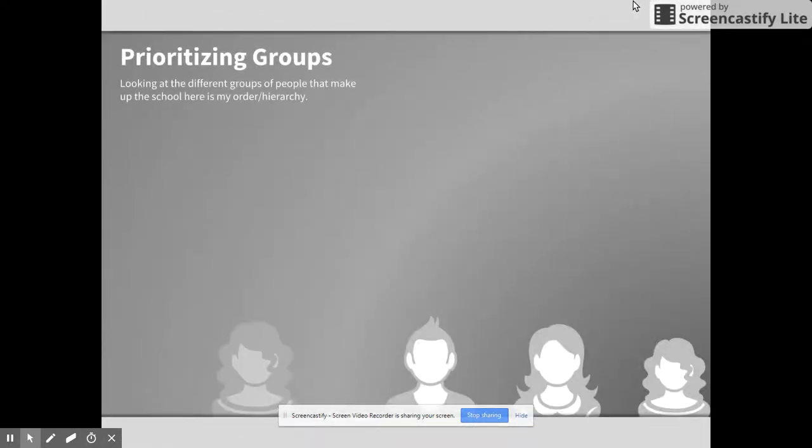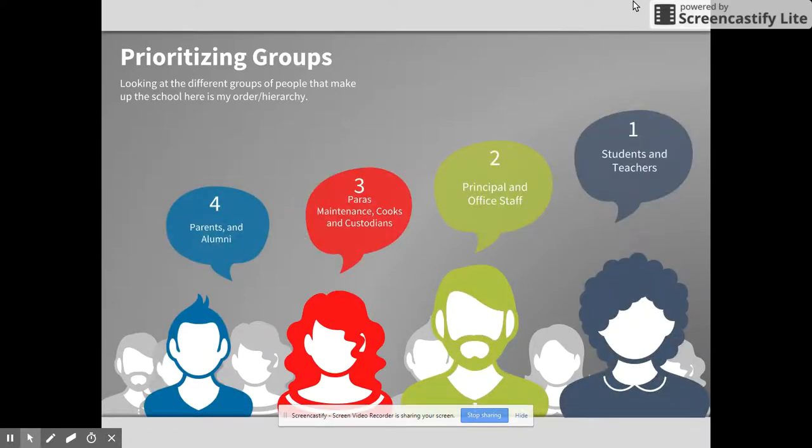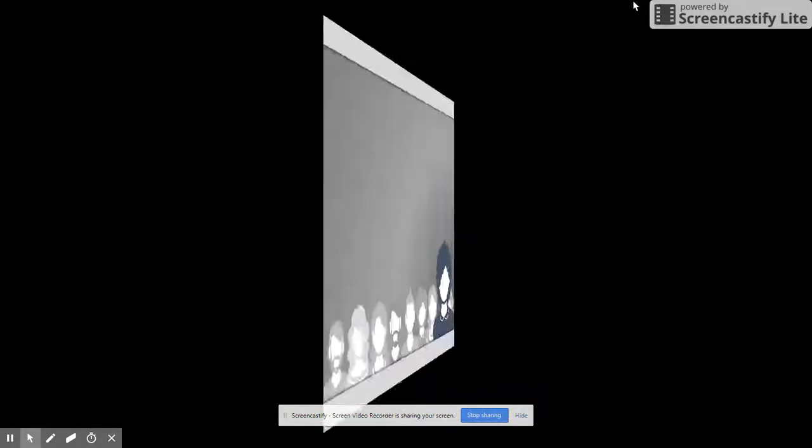So when looking at the prioritization of the groups within a school district, I have it ranked as such. Number one, I have the students and the teachers. Number two, I have the principal and the staff, office staff specifically. Number three, I have paras, maintenance, cooks, and custodians. And number four, parents and alumni. I know that might be a little different from what other people might have done, especially having the principal, which would be myself, as number two. But I'll explain that in just a second.